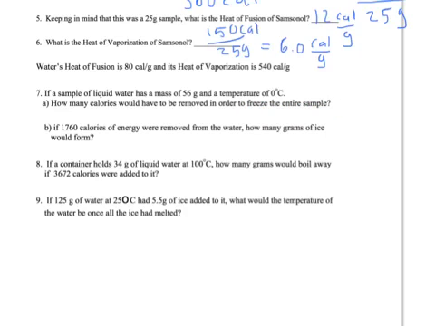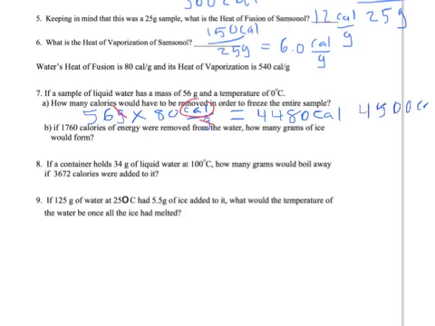freeze? Well, what I would do then is I would simply say 56 grams of it times, it takes 80 calories per gram. Now you'll notice the grams cancel out, leaving me with calories. So what that gives me is 4,480 calories, which, since there's two significant figures, I really should round to 4,500 calories.